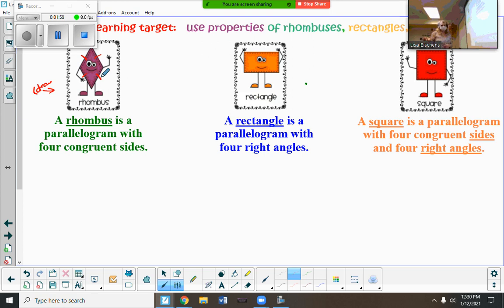Now, not all parallelograms have congruent sides. Like I could draw this one like this. This is a parallelogram, but not all the sides are congruent. So this is not a rhombus. That's not a rhombus. Okay, so the next one is a rectangle, and a rectangle is a parallelogram with 4 right angles.